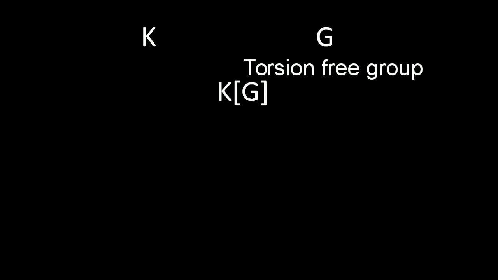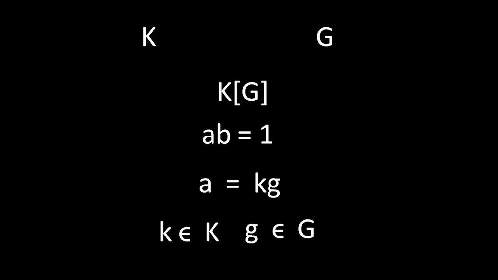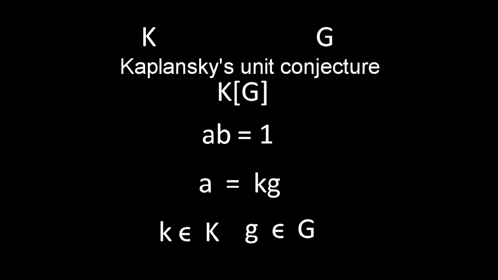Now coming to the conjecture. For a field K and a torsion-free group G, the group ring doesn't have any non-trivial units. In other words, if for an element A of the ring there is another element in the ring which is its multiplicative inverse, then A is of the form k times g, where k is an element of the field K and g is an element of the group G. This is one of Kaplansky's conjectures, known as Kaplansky's unit conjecture. For 80 years it was a conjecture, and finally mathematician Giles Gardam disproved it using a counterexample.